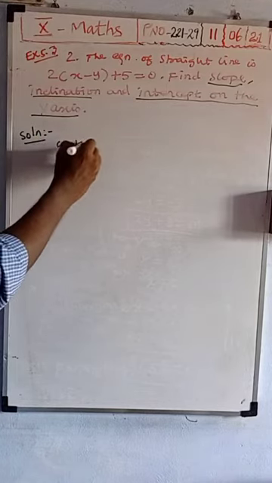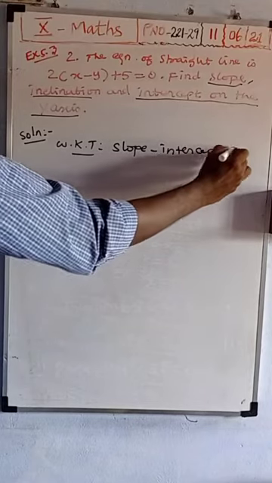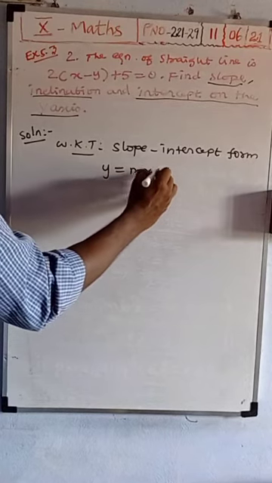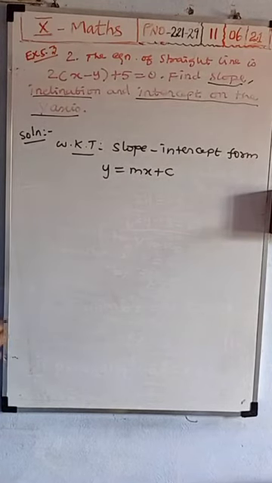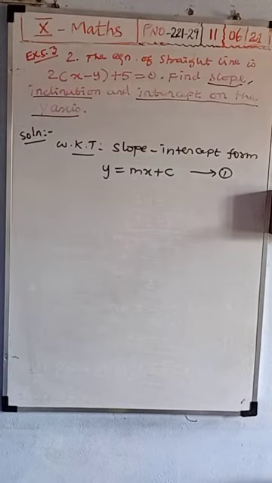So we know the slope-intercept form, y = mx + c. Only the intercept on the y-axis is asked, yes, slope-intercept form gives the slope and the intercept on the y-axis. This is the slope-intercept form, y = mx + c. See, keep this as equation 1.